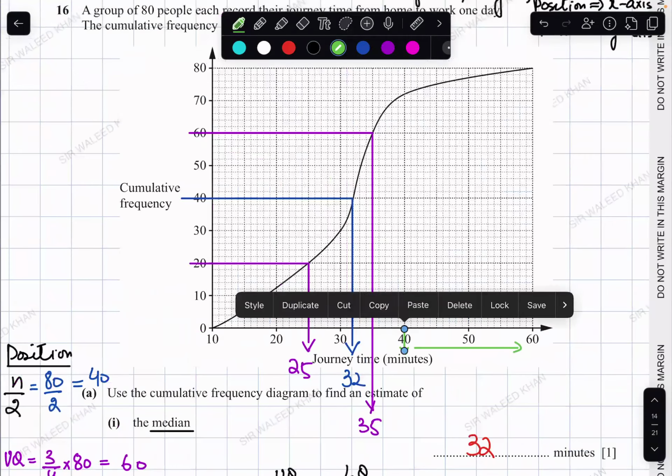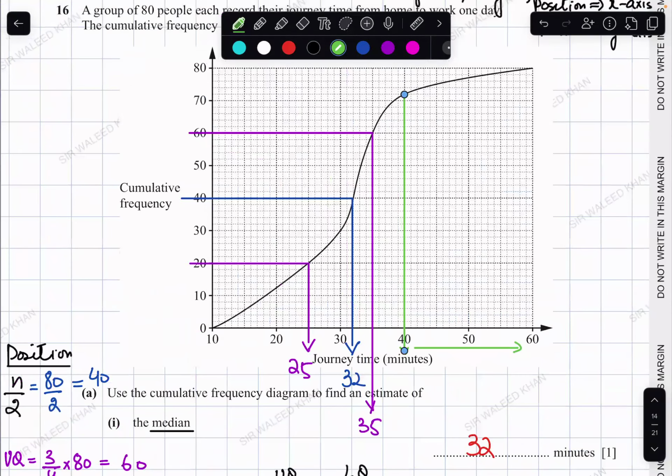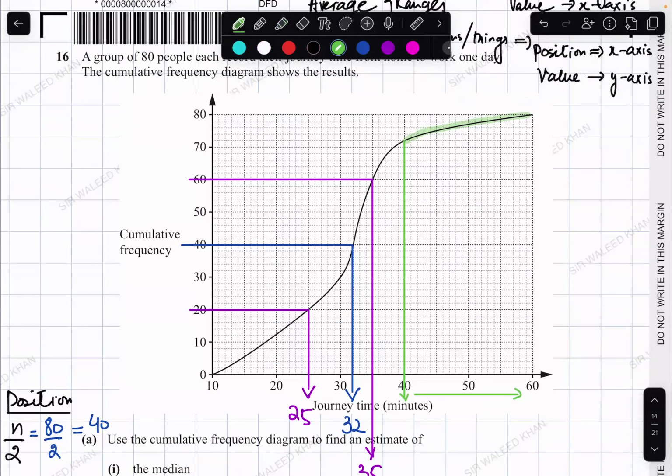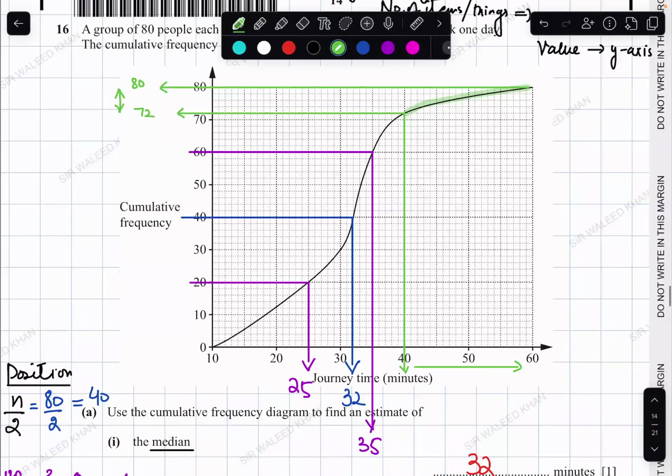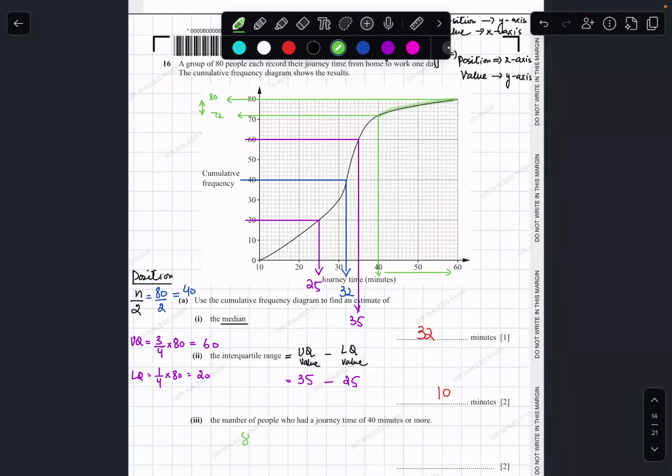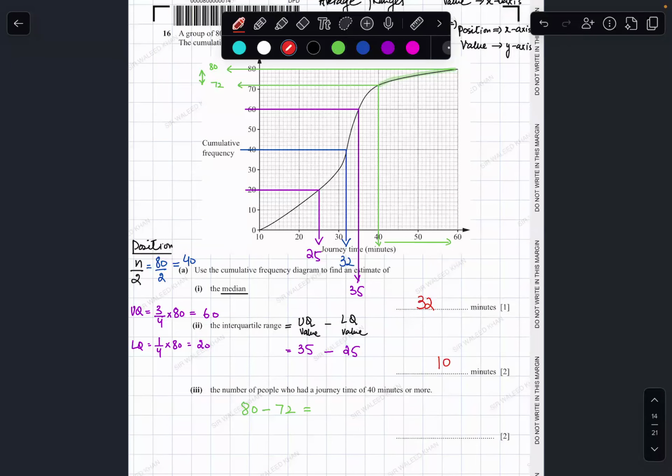Now, if I go back towards the graph and I see which part of the graph are they referring to? They are referring to this part of the graph. And this part of the graph on the y-axis is between 80 and 72. So the value between that is the number of people, 80 minus 72. Okay. Your value exists on the y-axis. 80 minus 72, that should be 8. Any questions?